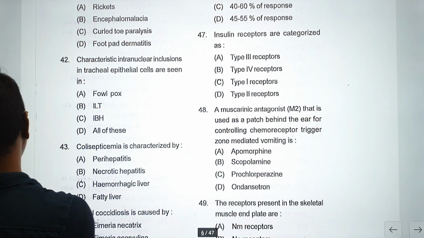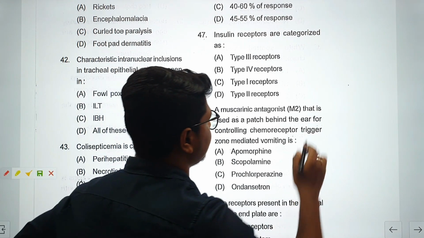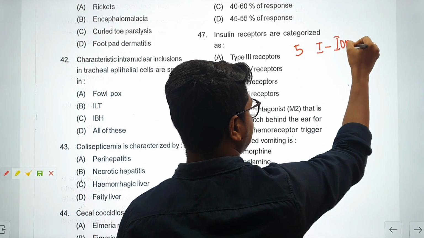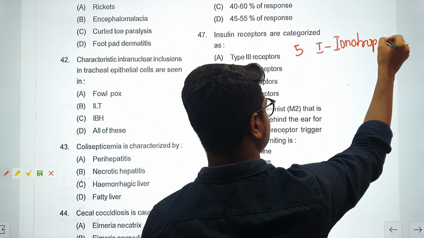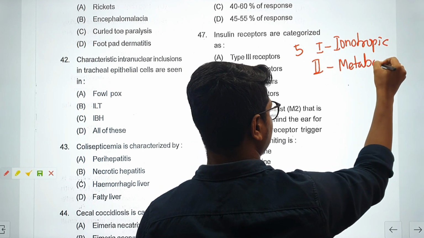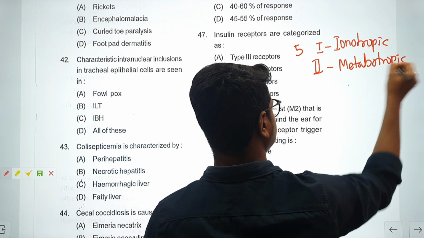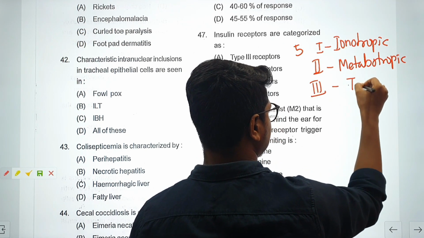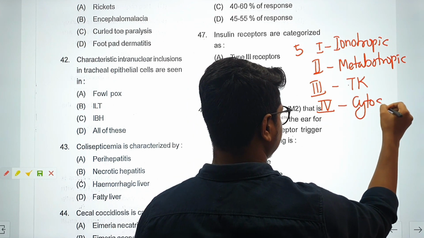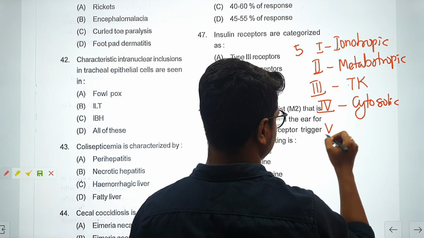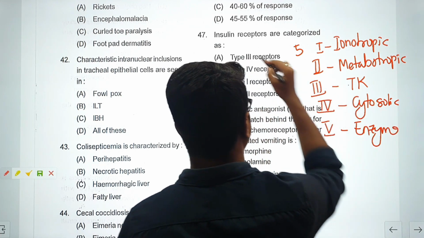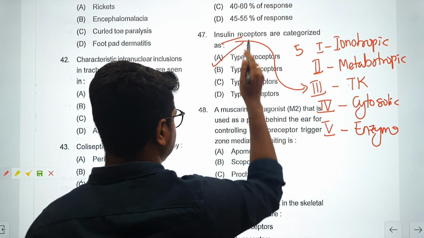Insulin receptors are categorized as, you see, there are 5 types of receptors. First one is ionotropic. Second is metabotropic. The third one is tyrosine kinase linked. Fourth one is cytosolic. And the fifth one is enzyme. Okay, the insulin binds to tyrosine kinase. So answer is type 3 receptors.